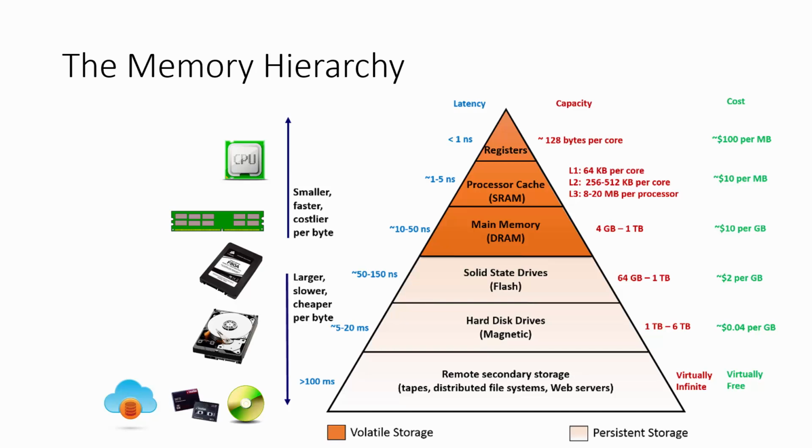Now, another aspect that's very important to remember in this hierarchy is that registers, processor cache, and main memory, all of these technologies that rely on either on-die SRAM or DRAM, they're all volatile storage technologies. So as soon as the power goes off, or if there is some sort of crash, they tend to lose the information that is stored in them, and the others are more or less persistent.